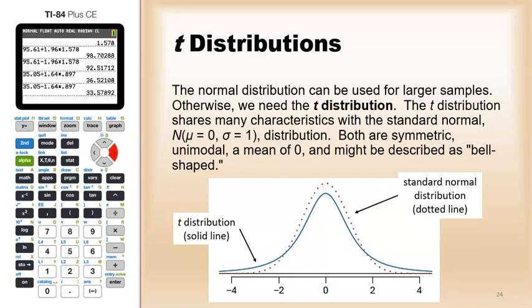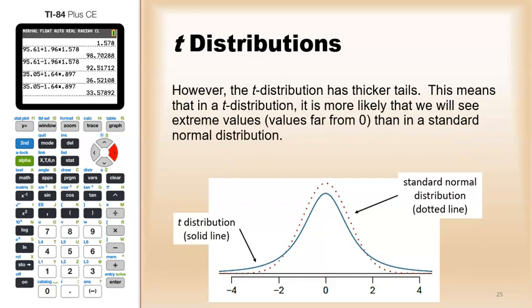Both distributions are symmetric, unimodal, with a mean of 0, and might be described as bell-shaped. However, the t-distribution has thicker tails. And what this means is that in a t-distribution, it is more likely that we see extreme values, that is, values far from 0, than in a standard normal distribution.